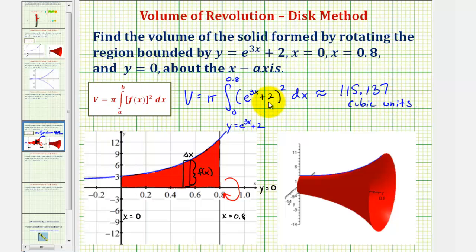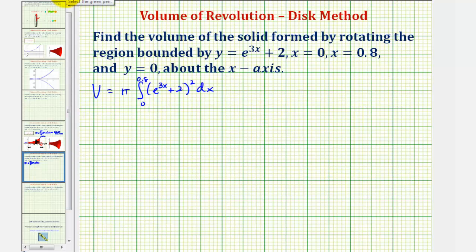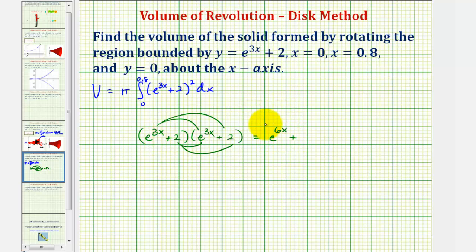But now let's show how to do this by hand. The first step would be to square the quantity e to the power of 3x plus 2. There's no shortcuts here. We'd have e to the power of 3x plus 2 times e to the power of 3x plus 2. And we'll have four products, 1, 2, 3, and 4. So we'll have e to the 3x times e to the 3x. We'll add the exponents because we're multiplying. That would be e to the 6x. And then we'll have plus 2 e to the 3x plus another 2 e to the 3x. That's plus 4 e to the 3x, and then plus 4. So let's go ahead and rewrite this.